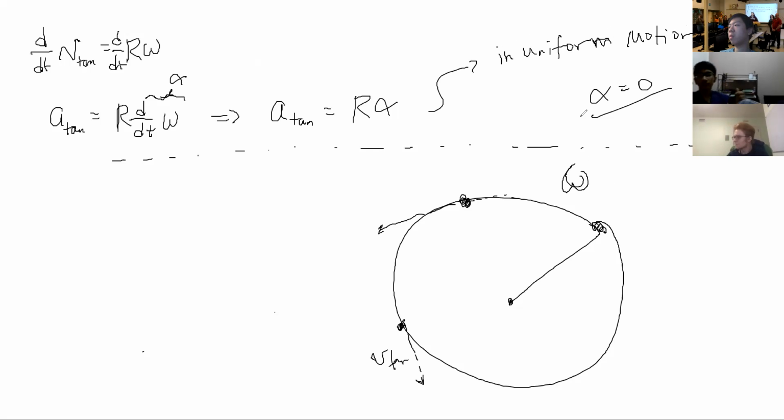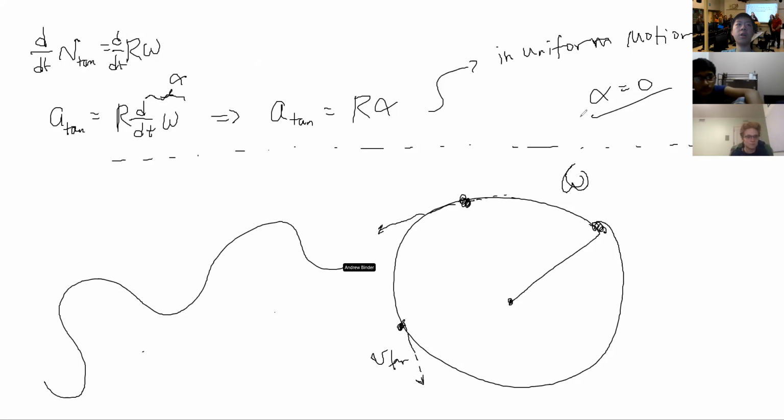Also, something important to point out is that regardless of whether we're on a circular trajectory or some other curved trajectory, the velocity will always be tangent to the trajectory, which is also why we can claim these things. It's a technique when dealing with rotation of subdividing your trajectory into little circles. Here's a circle, here's a circle. For that brief instant, it's undergoing uniform circular motion.